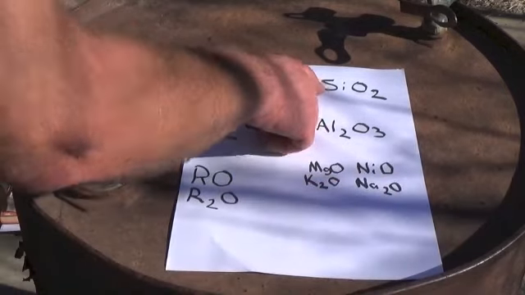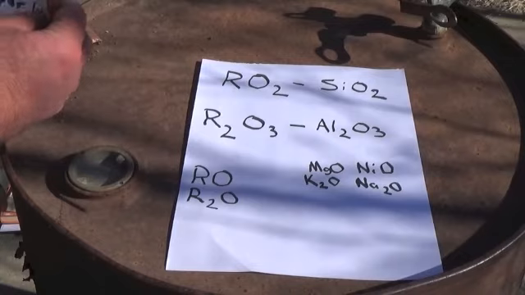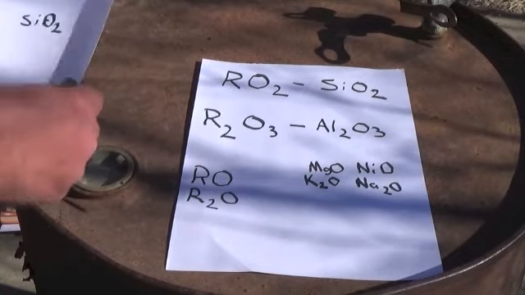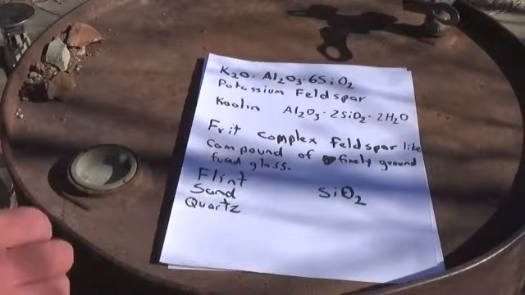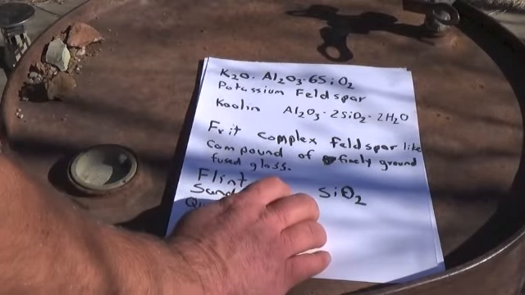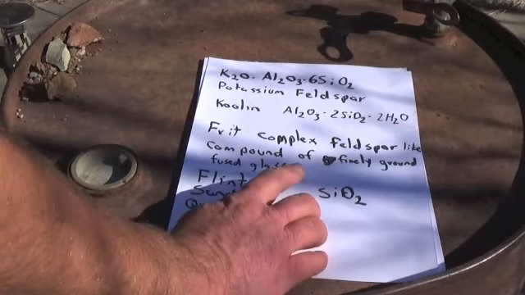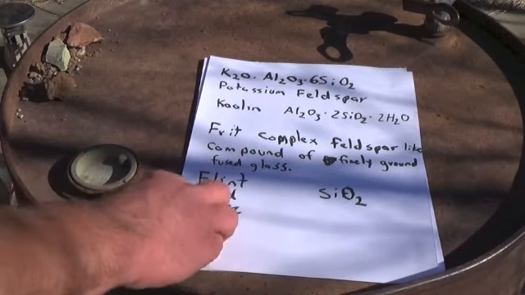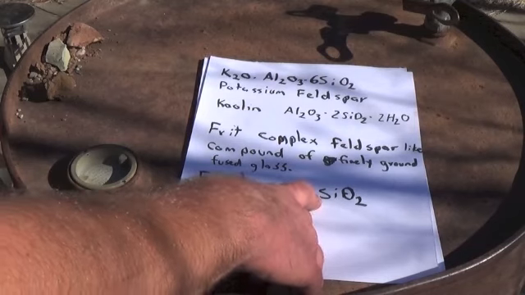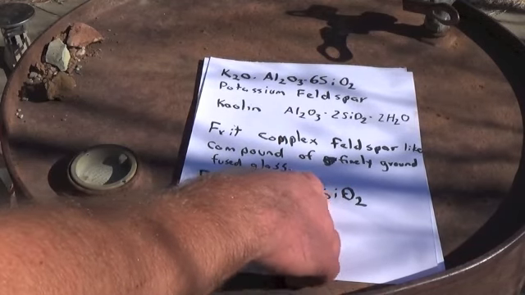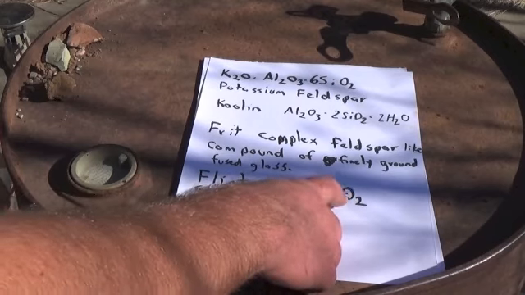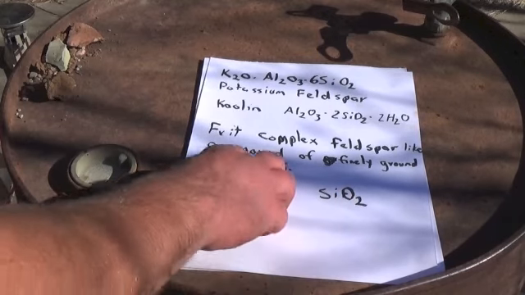This is flint. I think I had this written down here, yeah. All right, let me go back. I made a mistake. This is flint, sand, or quartz. It's ground quartz, silicon with an oxygen, so silicon dioxide. And this is the glass former.